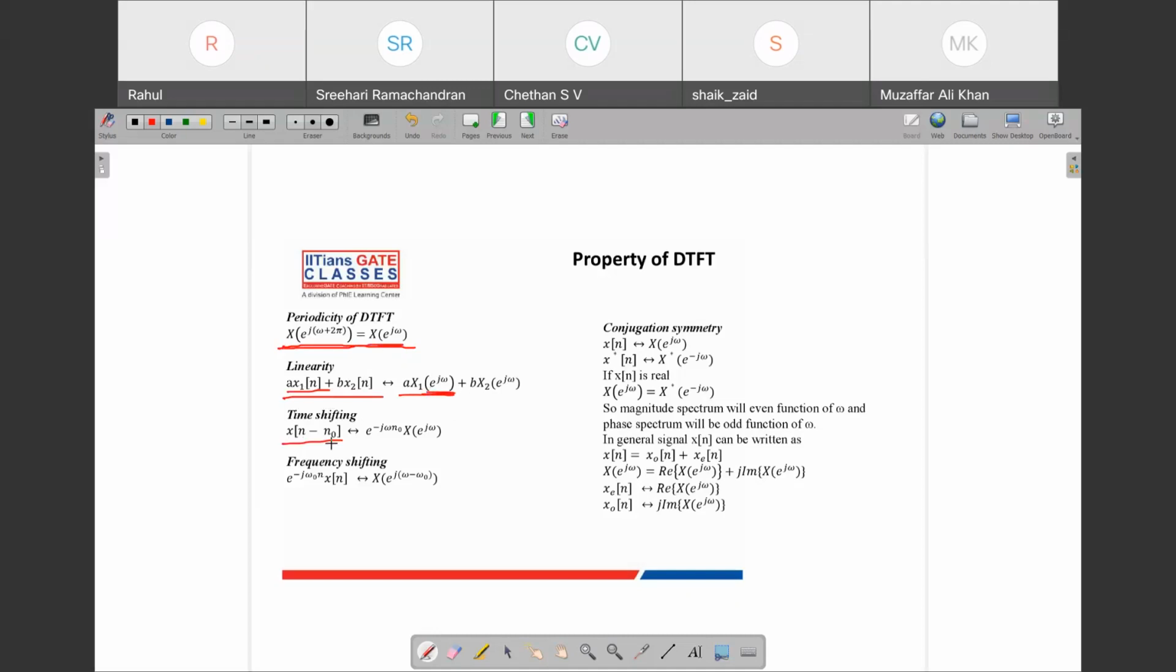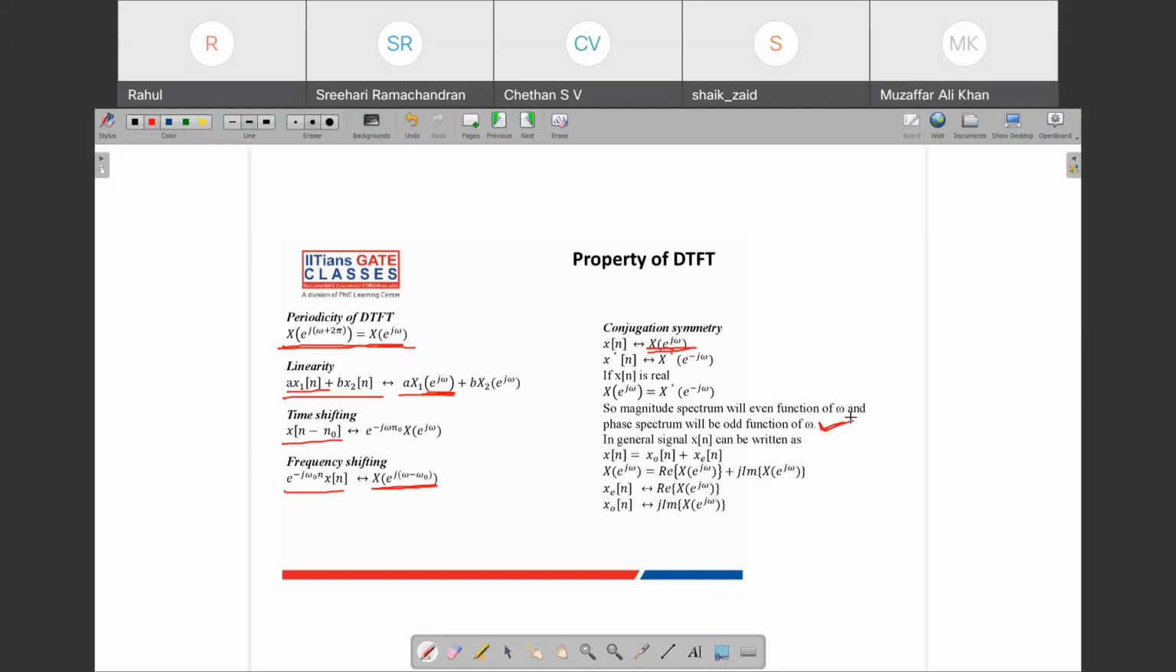This is time shifting. You will just multiply with e^{-jωn0} in the frequency domain. And when you do frequency domain shifting, in the time domain you will be multiplying with e^{jω0n}. Again, since this X(e^{jω}) is a complex number, it can be written in magnitude and phase terms. If x[n] is real, then its magnitude spectrum will be an even function of ω, and its phase spectrum will be an odd function of ω.